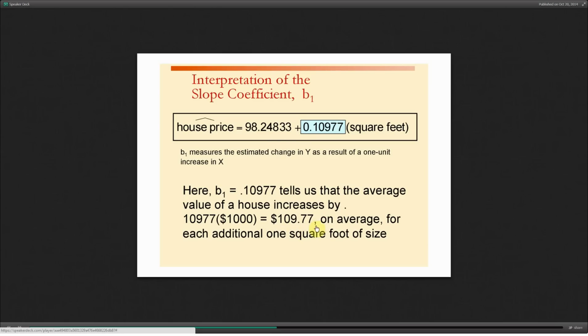And we say on average because it's not the same for every point. It's just on average. That's what I'm going to expect. So this kind of tells us the impact that square footage has on price. You can see that each square foot is worth about $110.